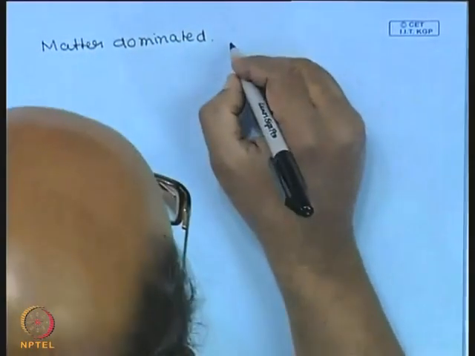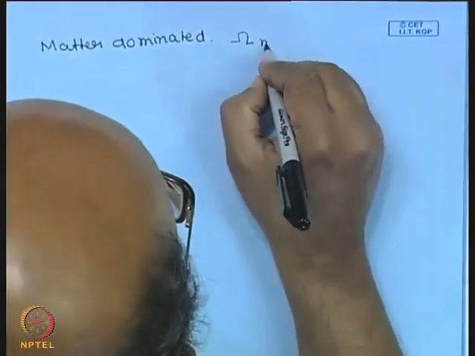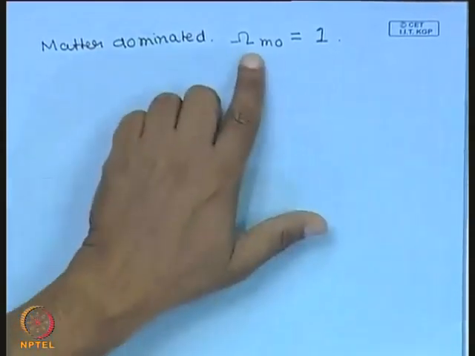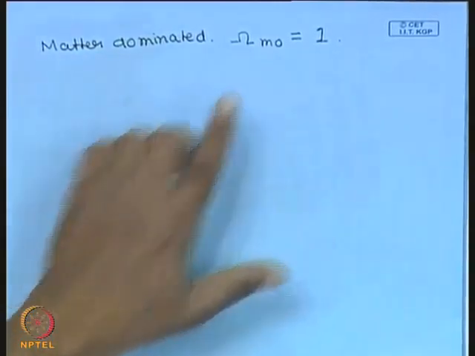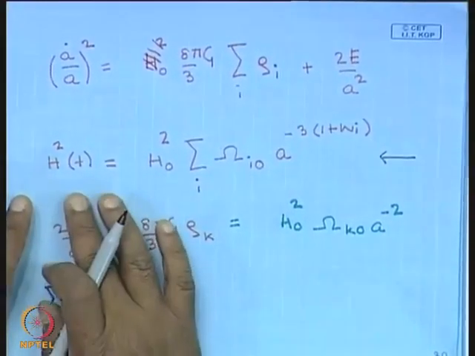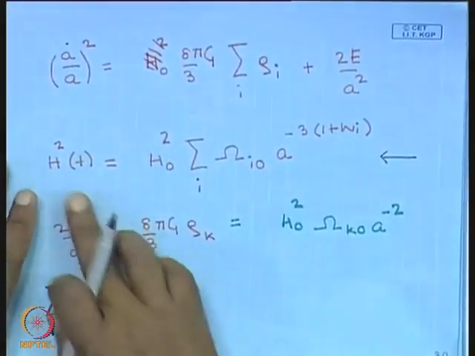So we will assume that omega matter naught is 1. There is only matter in the universe, nothing else, dust, pressureless matter, like the galaxies that we have. So we will assume that there is only pressureless matter in the universe, there is no cosmological constant, curvature, etc. So this is a very simple situation and it gives us considerable insight into what happens. So let us use this.